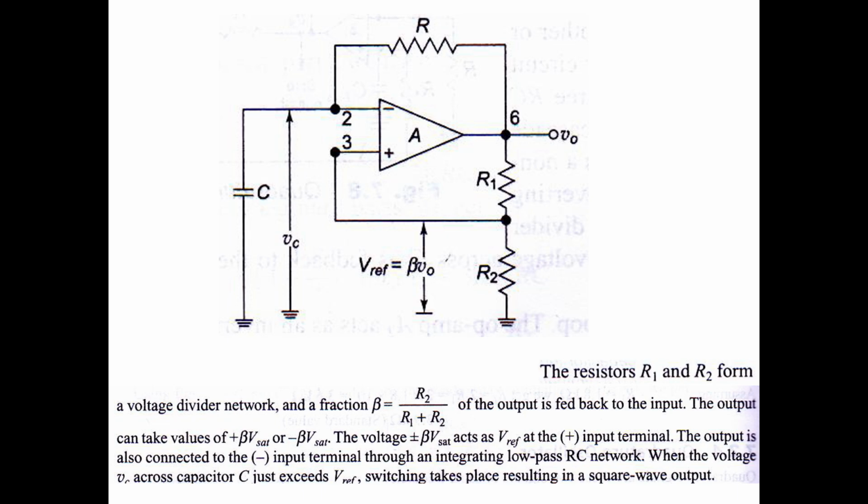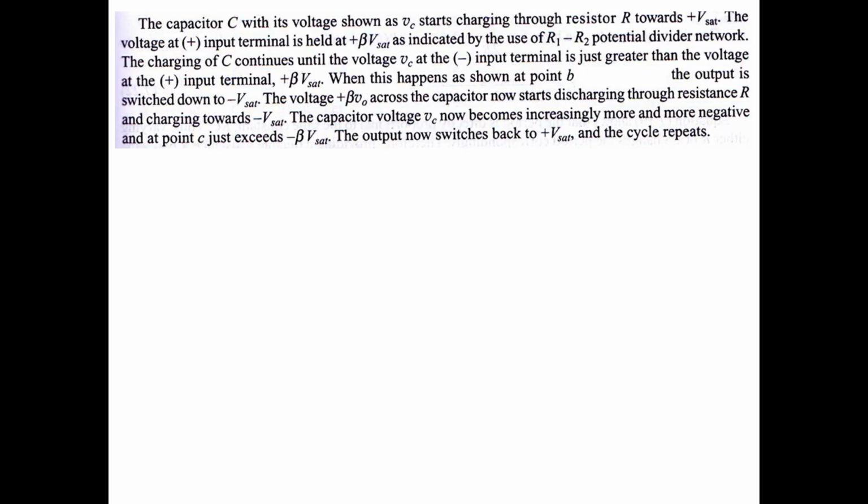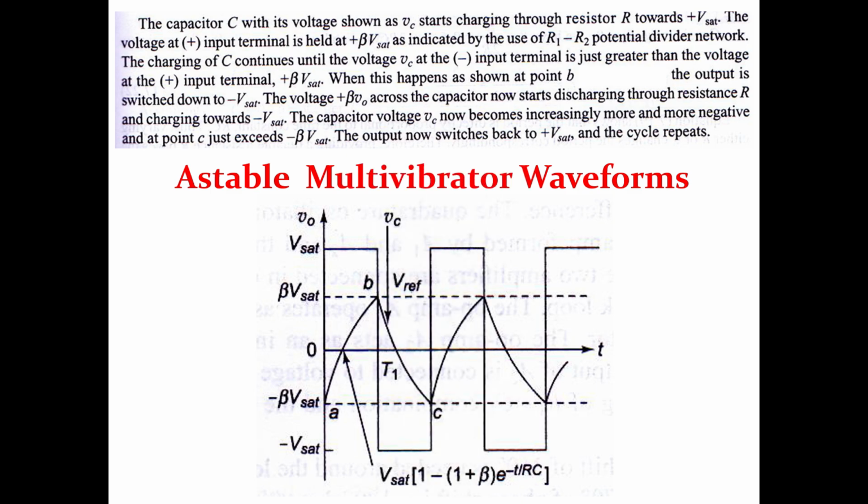The output is also connected to the negative input terminal through an integrating low pass RC network. When the voltage VC across capacitor C just exceeds the V reference, switching takes place, resulting in a square wave output. The capacitor C with its voltage shown as VC starts charging through resistor R towards plus V saturation.